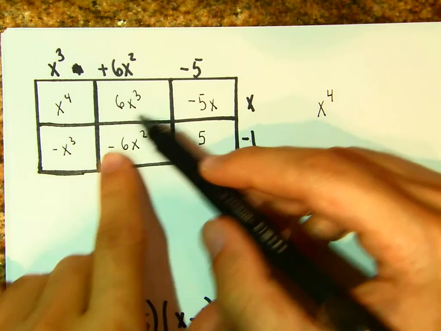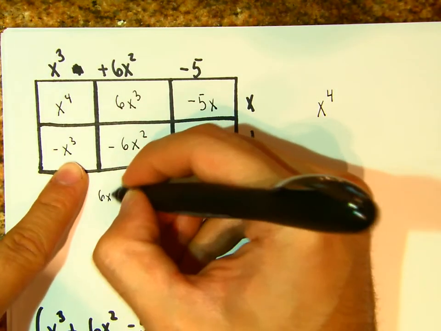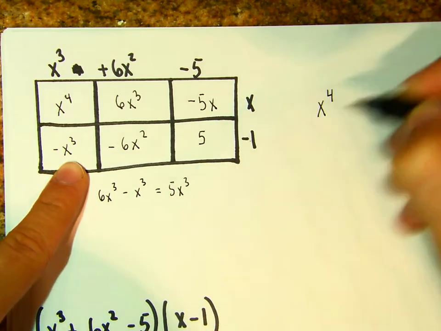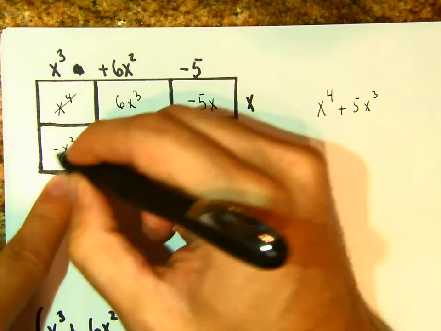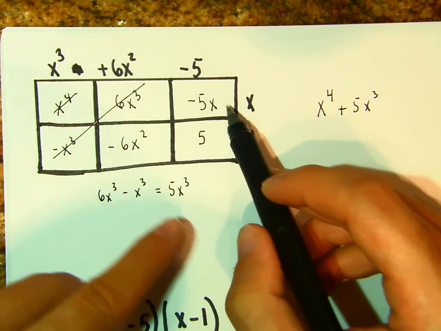This 6x cubed and negative x cubed, so I'll just do this work on the side: 6x cubed minus x cubed is 5x cubed. Okay, so I'm going to put that over here. So this is done, this is done. Negative, yeah, so this is done. Now, I don't want to look at this one.